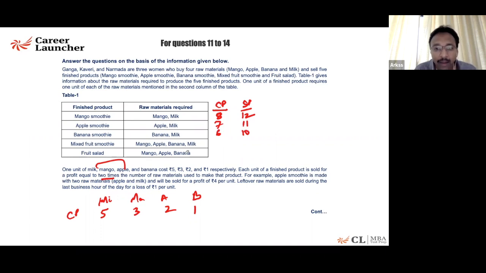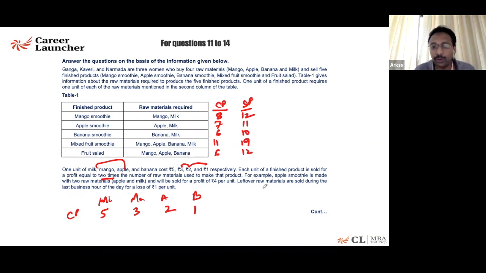Mango, apple, banana, milk, all 4 of them 11 rupees, but there are 4 ingredients, the number of raw materials, 4 into 2, 8 rupees. So 19 should be the selling price. And mango, apple and banana, 3 plus 2 plus 1, 6. And since there are 3 different raw materials, the profit will be 3 twos are 6. 6 plus 6 is 12.